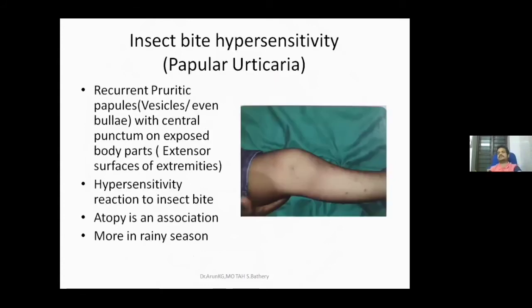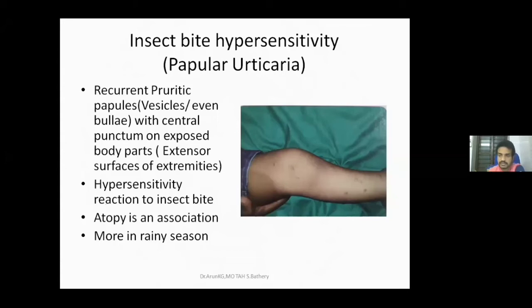In the rainy season, we will also get insect bite hypersensitivity or papular urticaria cases in children. Here also there will be central punctum bearing papules in exposed areas, such as the legs and hands. In some severe cases, the whole body will be affected. So you have to keep in mind the morphology, the central punctum.